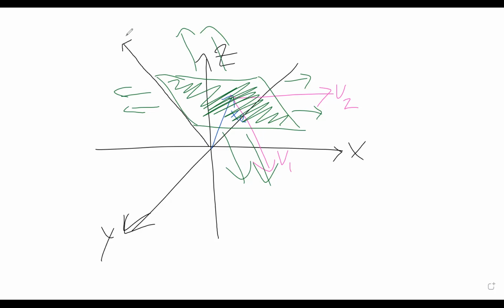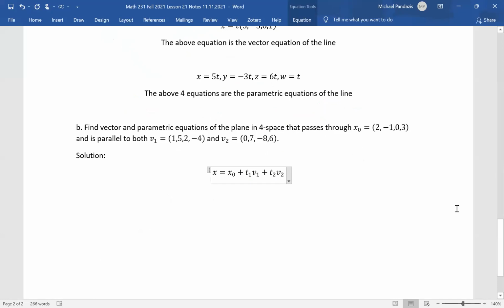Let's call it W. So I'm going to have a 4th coordinate axis called W here. So you have 4 coordinate axes, somehow hard to visualize, but you still have a plane with an initial point x naught and 2 non-collinear vectors v1 and v2 that the plane passes through, parallel to. Okay, so that's the algebraic representation of that plane in 4 space. So this is equal to the point x naught given in the problem, which is 2, -1, 0, 3.